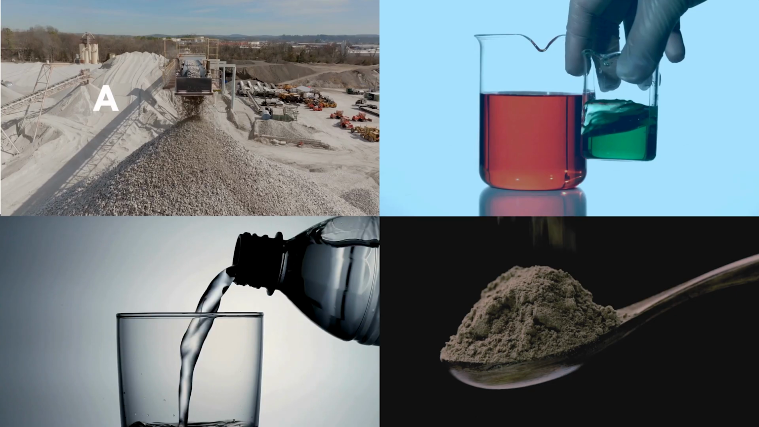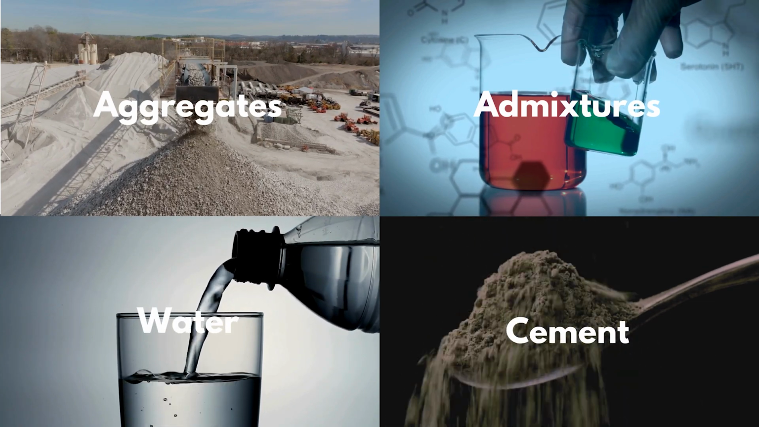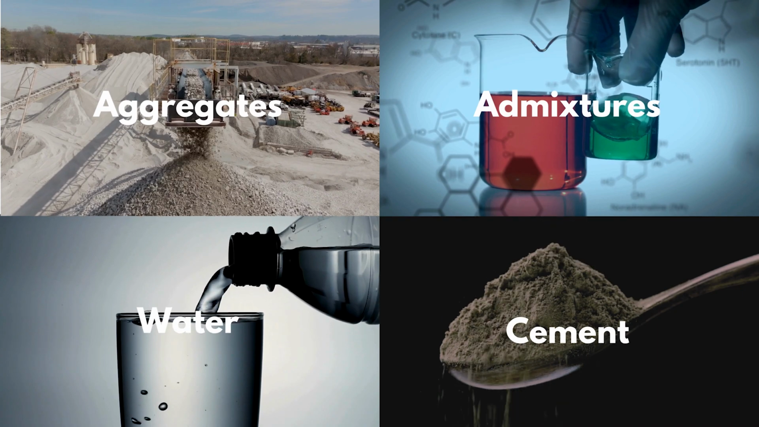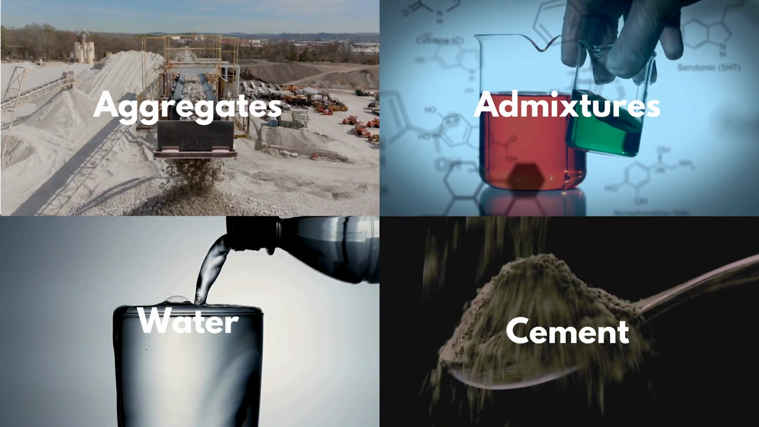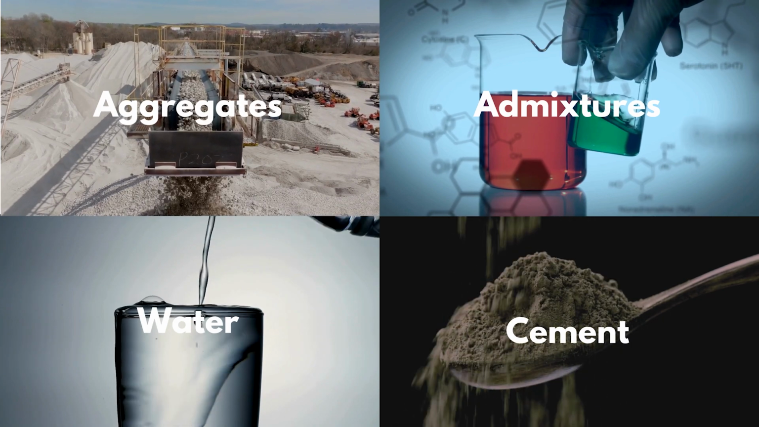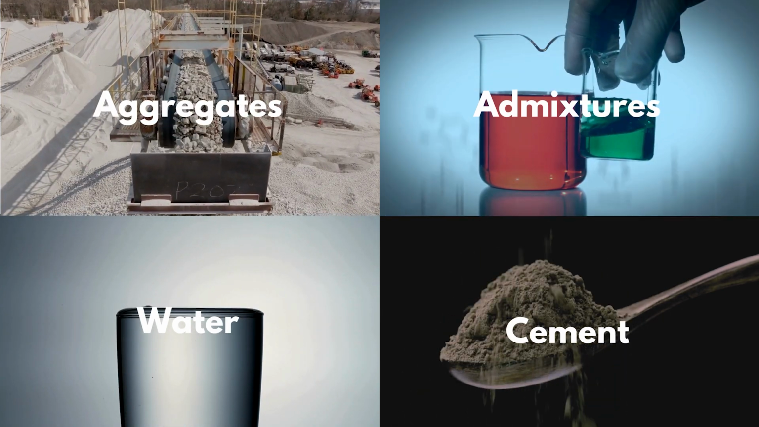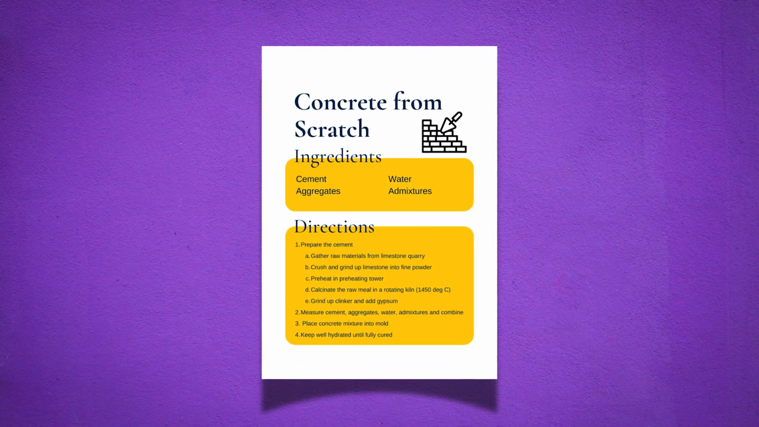Concrete is a mixture of aggregates, admixtures, water, and cement. Aggregates are granular materials that add volume to the mixture, such as gravel or crushed up concrete. Admixtures are materials that change the mixture's properties, like its hydration. And cement is the glue that holds it all together. Think of it like baking a cake from scratch. Each ingredient plays an important role.